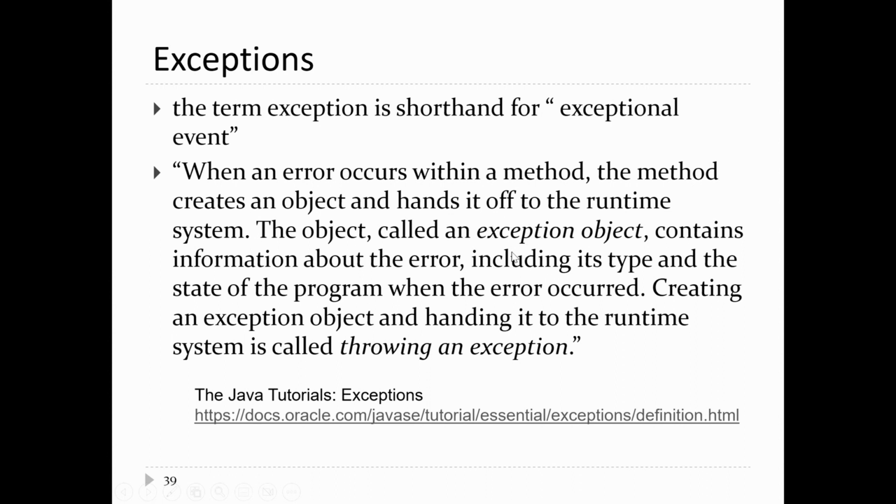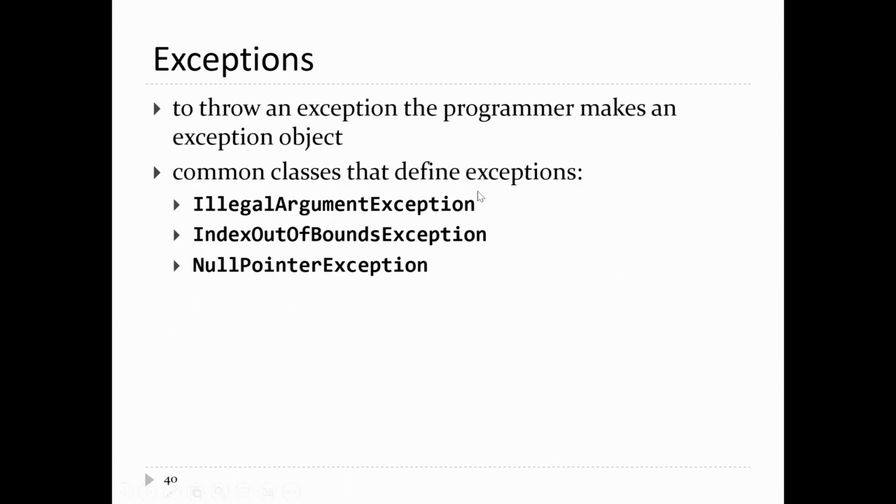The exception object contains information about the error. So if you've ever run into one of these and you've looked at the output in your console, you'll actually see that there's this sequence of events that led to this exception being thrown. All of that information is recorded by the exception object. So creating an exception object and handing it to the runtime system is called throwing an exception. And you've got lots of choices of exceptions to throw.